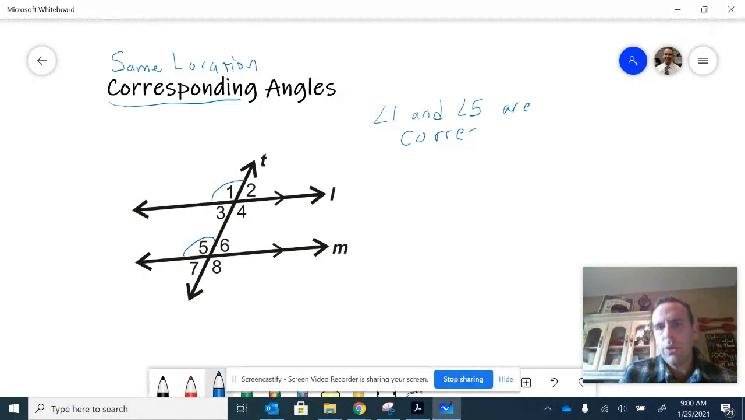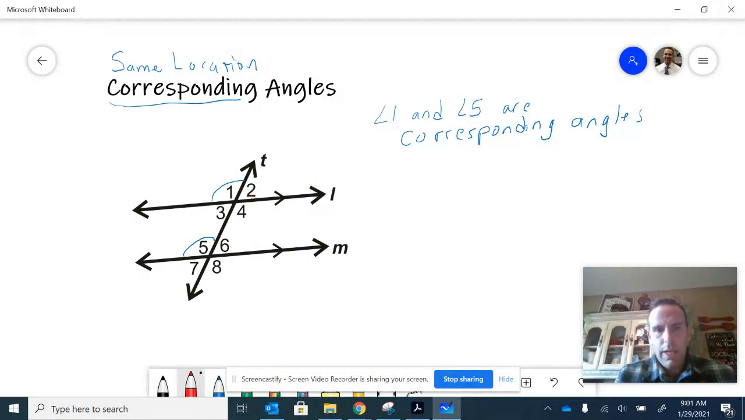Now, there's other relational pairs here as well that satisfy that. And let's quickly examine those without writing them all down. Angle 2, top right, is corresponding to angle 6, top right. Angle 8, bottom right, corresponding to angle 4, bottom right. Lastly, angles 3 and 7 are corresponding.